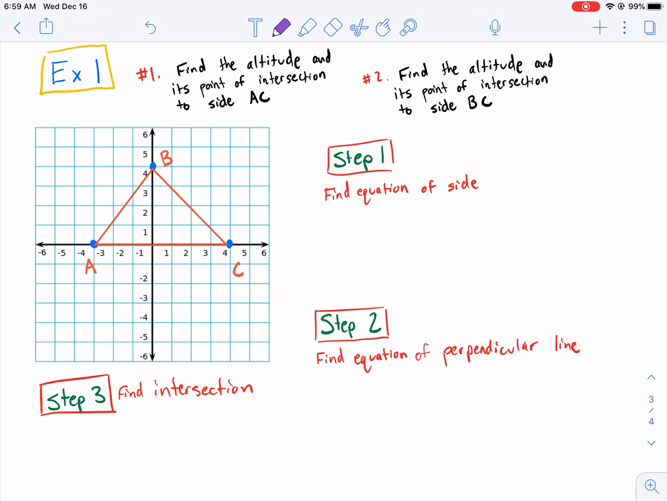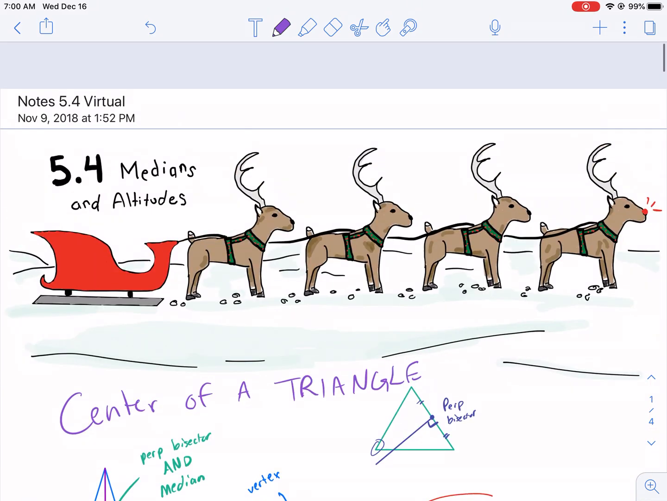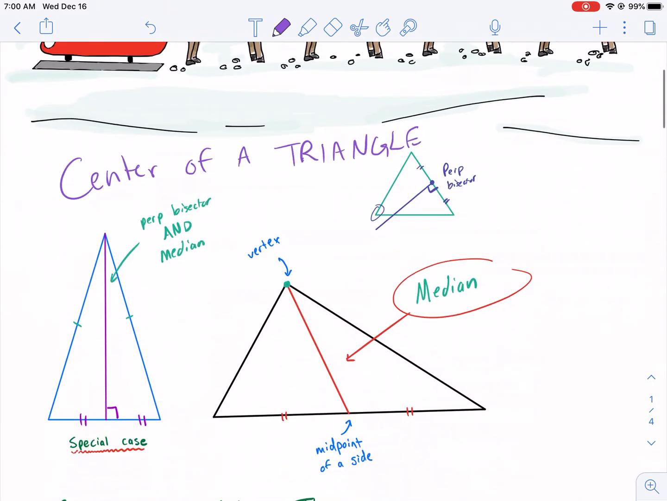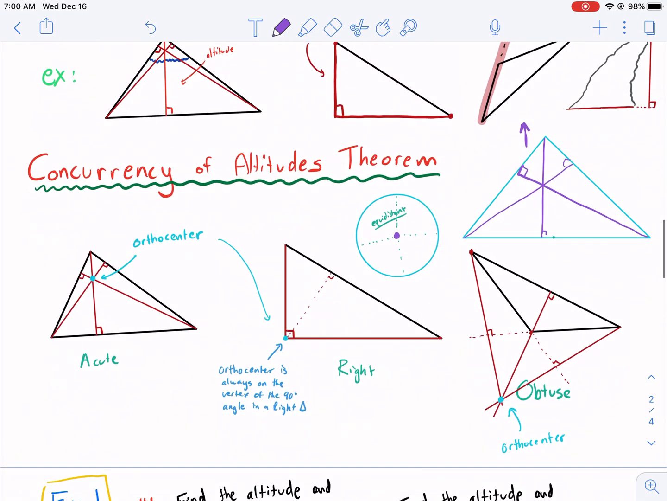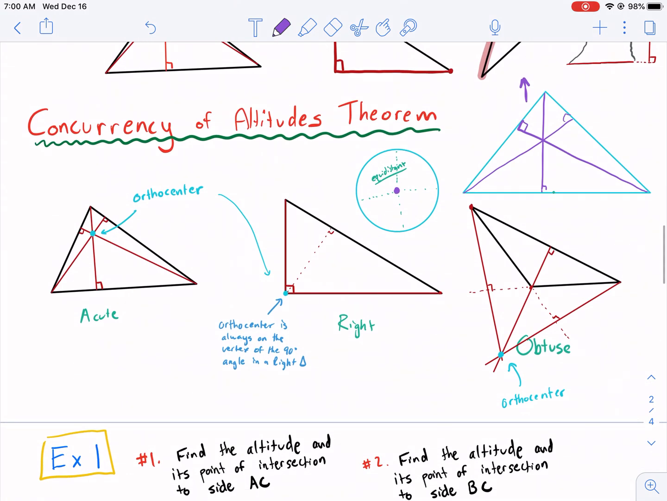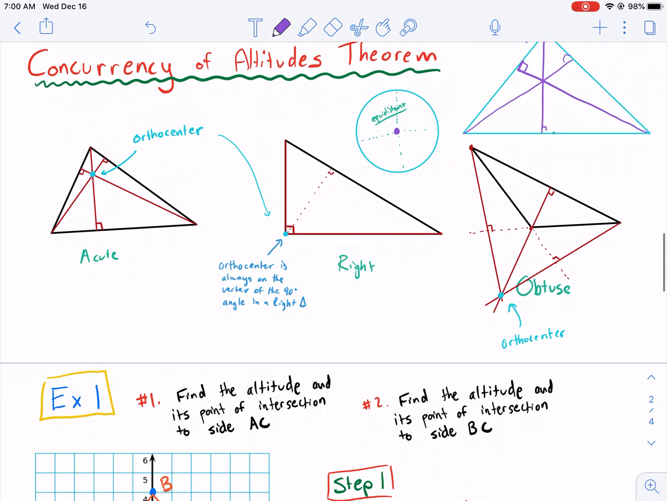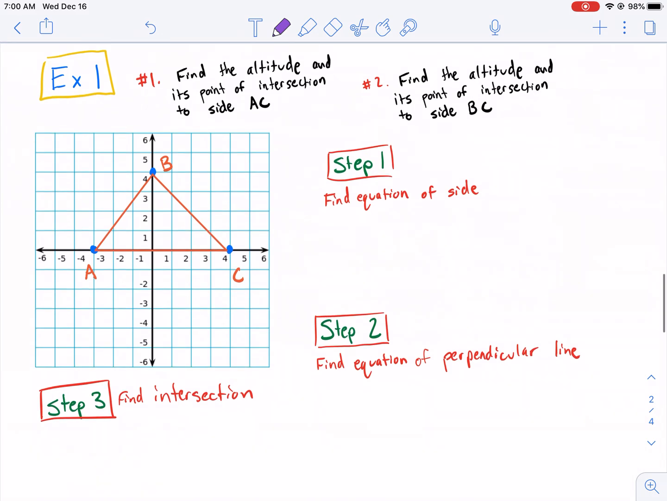Hi everybody, and welcome to part 3 of section 5.4. We're finishing up measures of center of triangle. We already talked about medians, we're talking about altitudes now, and we're talking about the concurrency of altitudes theorem. We talked about how this is called the orthocenter, where they meet up, and we're going to get started on how we find the orthocenter on the coordinate plane.